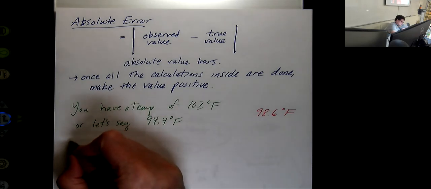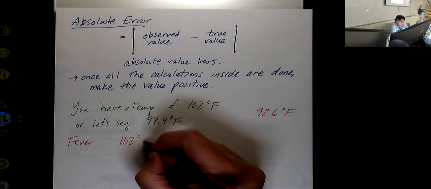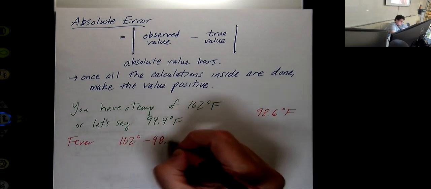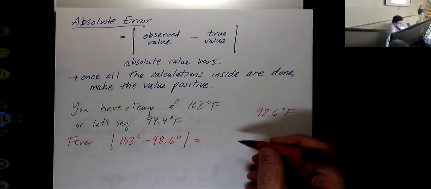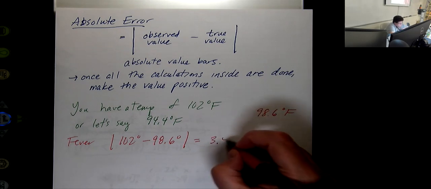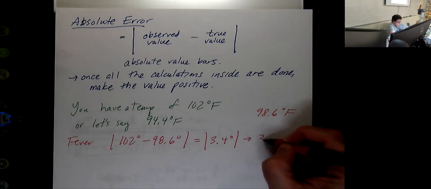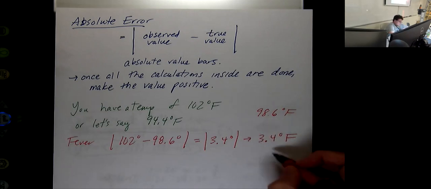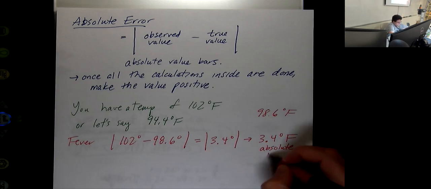So let's say you have the fever. You're going to do 102 degrees minus 98.6 degrees. And when you subtract that, you're going to get 3.4 degrees on the inside. This is already positive, so I can just drop the absolute value sign. And this is 3.4 degrees absolute. I don't know if I want to say error, but we'll say absolute difference right now.